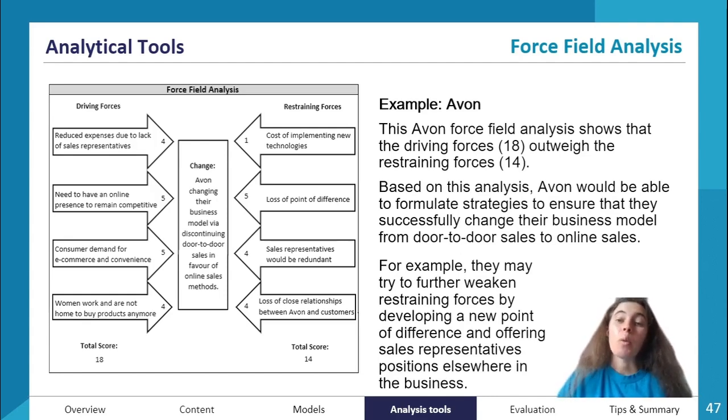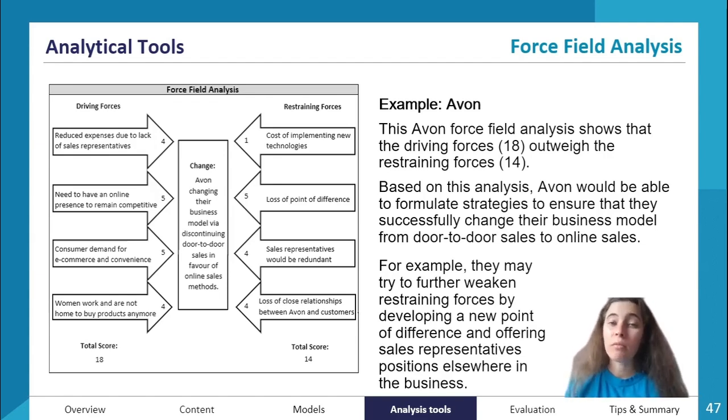So this Avon example that we've got here shows that the driving forces outweigh the restraining forces. So the change example we've got here is Avon changing its business model by discontinuing door-to-door sales in favor of online sales methods. So some driving forces, for example, we've got the need to have an online presence to remain competitive. So competition is a huge driver of change in this example, because while Avon was successful back in its time using that door-to-door method, because changes happened in society, that no longer was going to be sustainable, and it wasn't keeping up with competition.